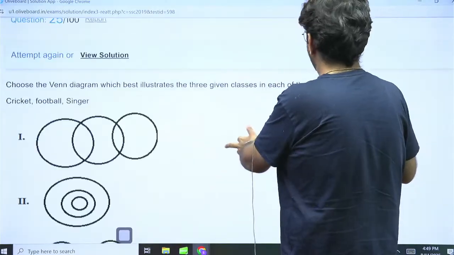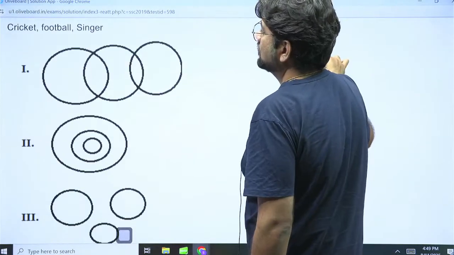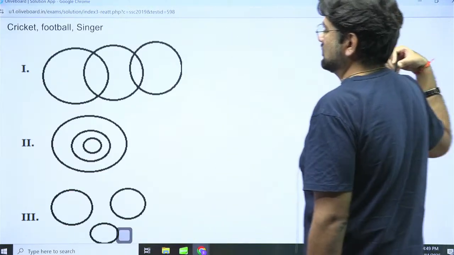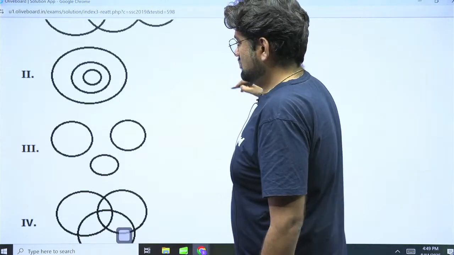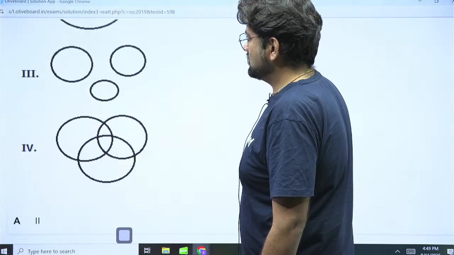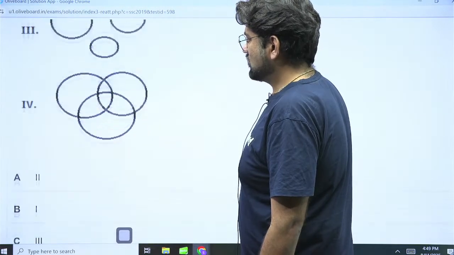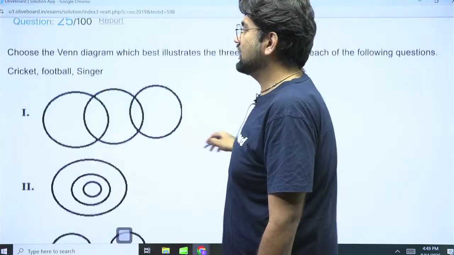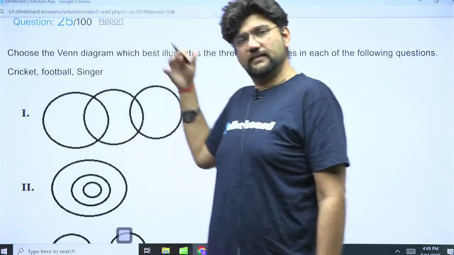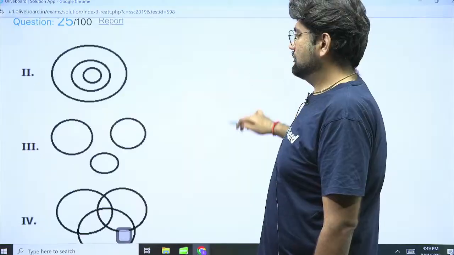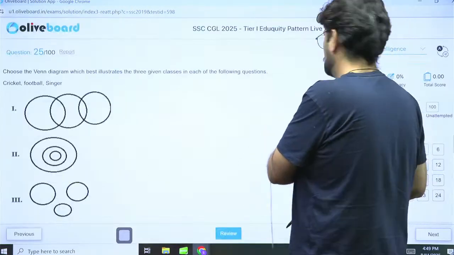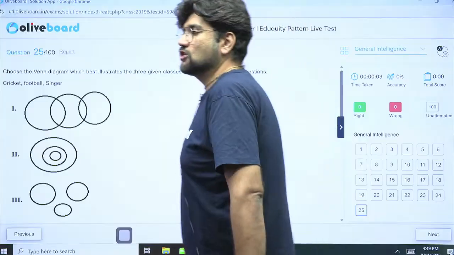Okay, last question for today's session. Cricket, football, singer. Cricket, football are two different things. A singer has got nothing to do with cricket, football. I think 3 should be the correct answer. If it was cricketer, footballer, singer, then also it would have been the same answer. Okay. 22 seconds. Cool. So with that, we are done with the logical reasoning section.